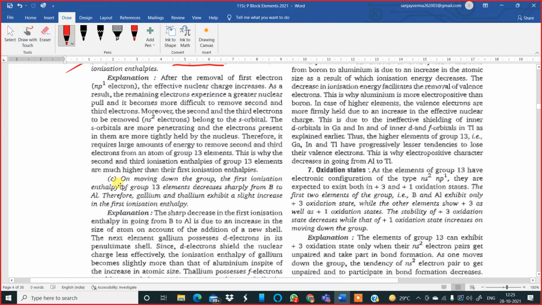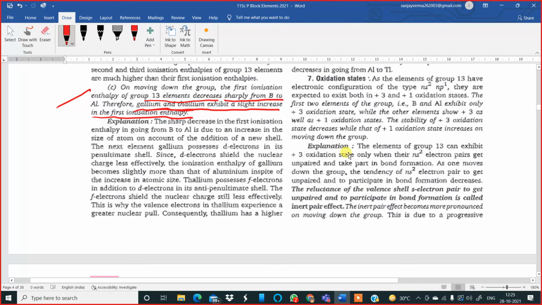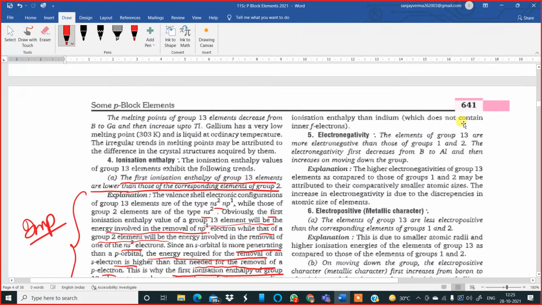Then, number C: on moving down the group, the first ionization enthalpy of group 13 elements decreases. It becomes less and less, so you can remove electrons much more easily because of the bigger size of the atom or the ion. Therefore, gallium and aluminum exhibit a slight increase in the first ionization enthalpy. So that much will be sufficient from here. Then going to the next column, that is electronegativity.